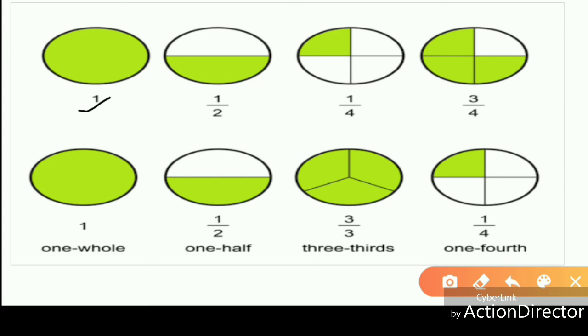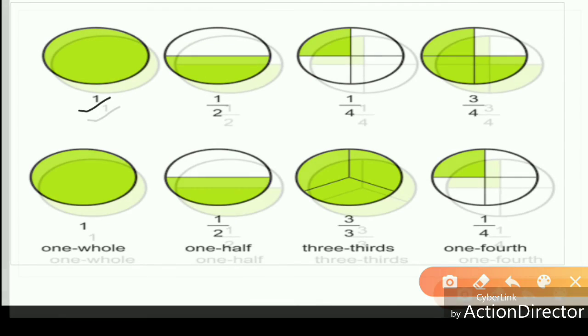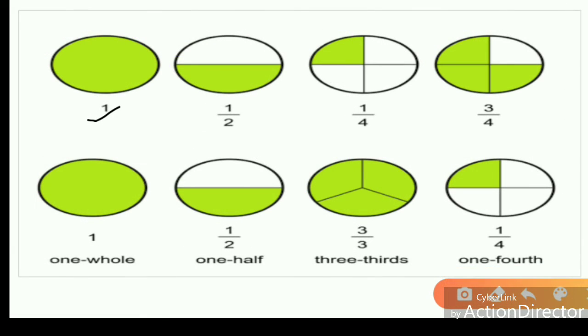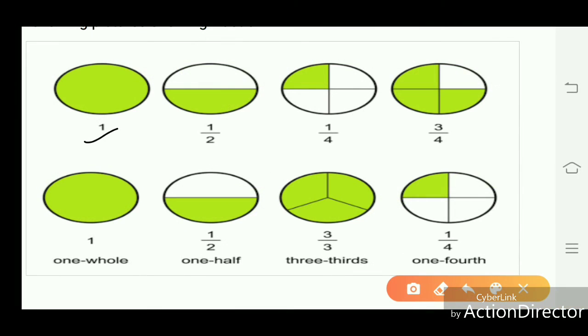The first picture shows that if we take one circle and color the whole circle, we say that shows one whole part. And if we divide this circle into two equal parts and color one part, we write the colored part here and the total equal parts here. So we write this number in fraction form as 1 upon 2.